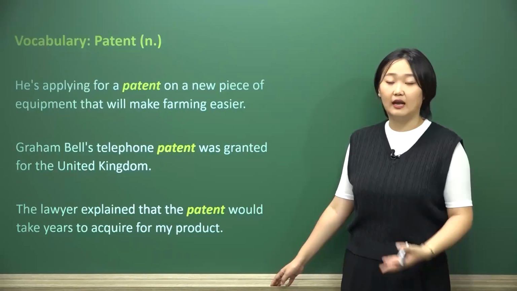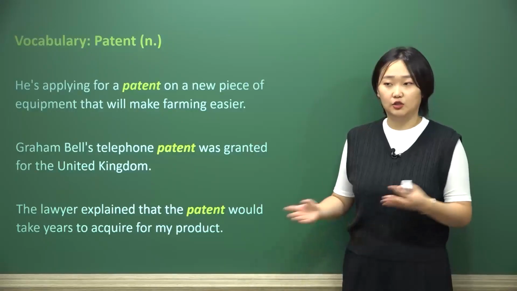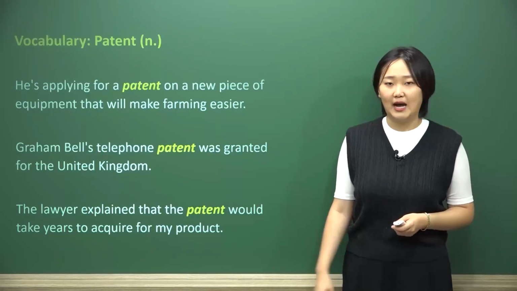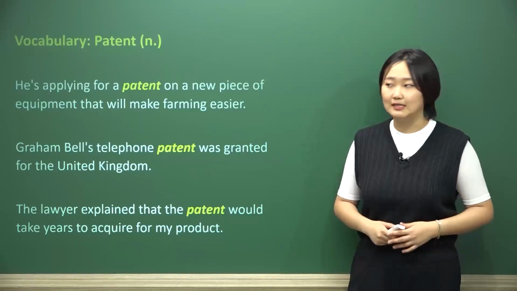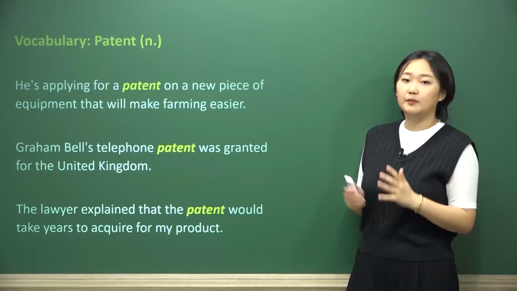So if I want to sell it, I can go ahead and start manufacturing it in larger quantities, then I would need some kind of patent, some kind of legal document saying that I'm allowed to own it, as well as allowed to sell it. And so that's the way that we can think about the word patent.